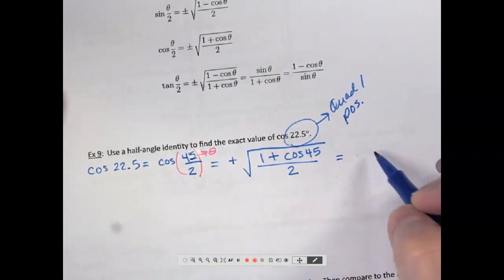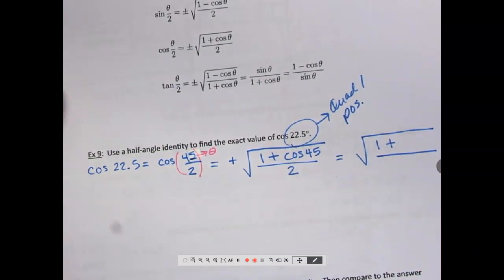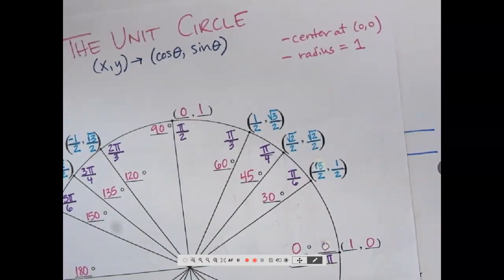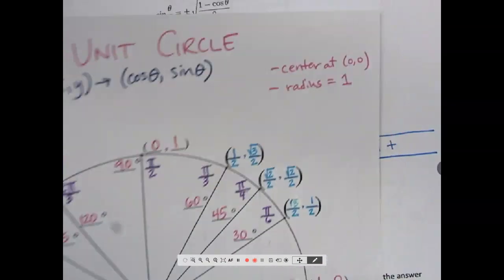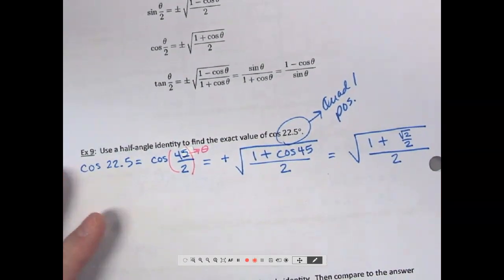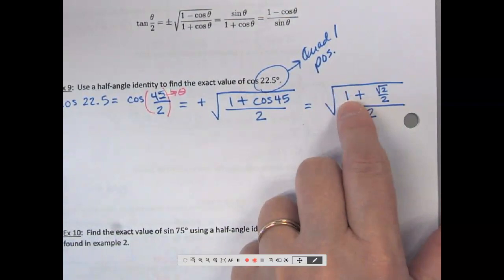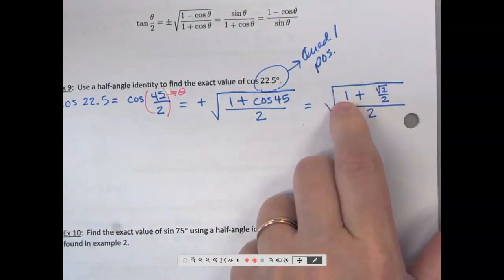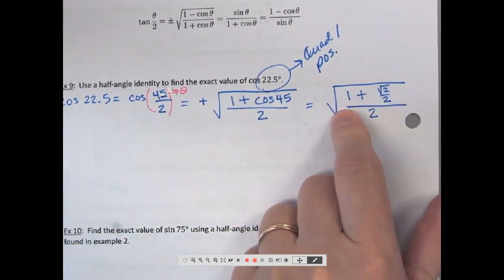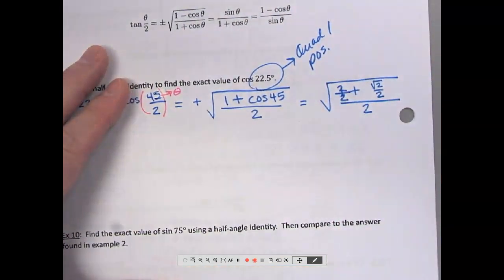So, next step, square root 1 plus, what is the cosine of 45? Square root of 2 over 2? Yep. And all that's over 2. Okay, so if I want to add this up top, I need to get common denominators. If I turn 1 into a fraction with the same denominator as over here, what will this fraction be? 2 over 2. There's my 1.